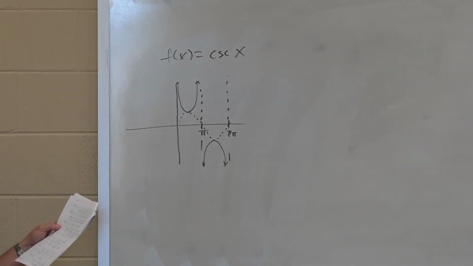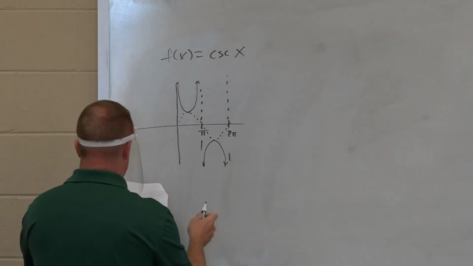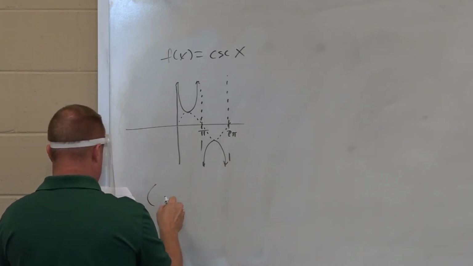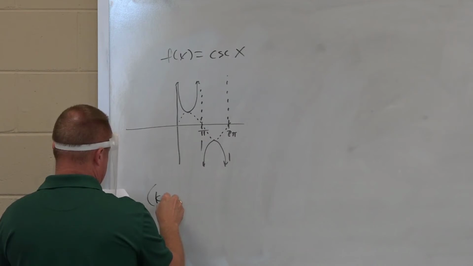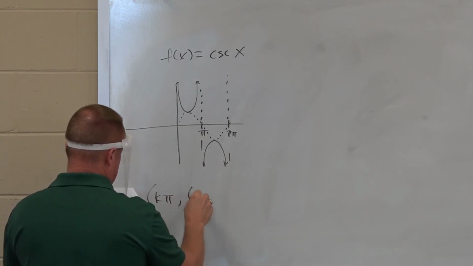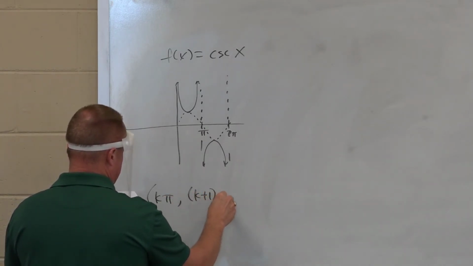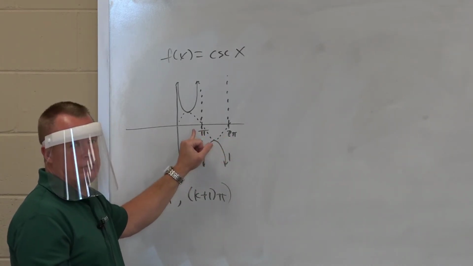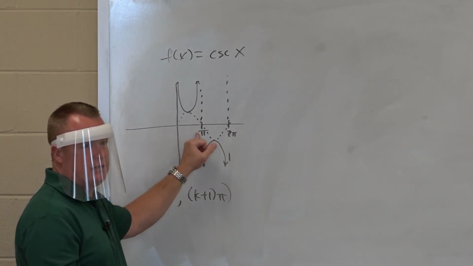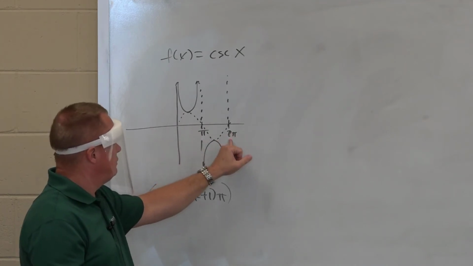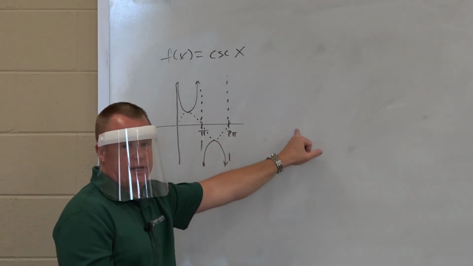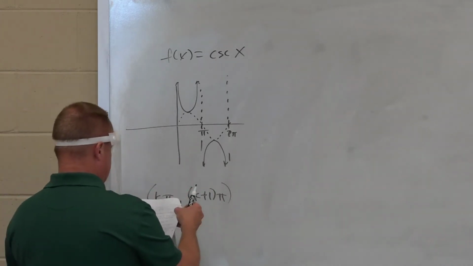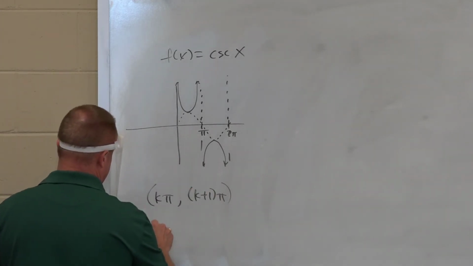So it is continuous on intervals of the form k pi up to k plus 1 pi, because the intervals are always 1 pi apart. So you can go 0 to pi, pi to 2 pi, 2 pi to 3 pi, 3 pi to 4 pi. That's where it will always be continuous, where k is an integer.